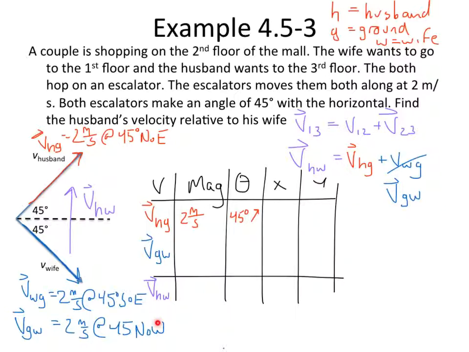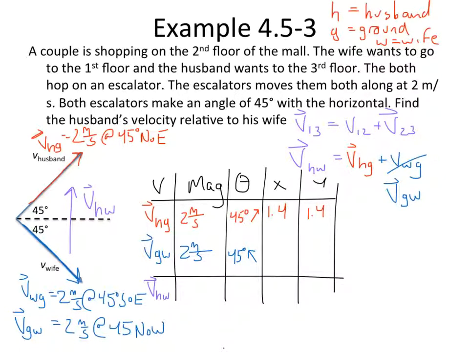So it is also 2 meters per second, 45 degrees, but it's that way. The ground is moving up towards the wife. All right, let's get our x and y components. Remember, x is a magnitude times the cosine of theta, and y is magnitude times the sine of theta. So let's get our x. So the magnitude is 2 times the cosine of 45 degrees. That's 1.4. All right, and 2 sine of theta is going to be, lo and behold, the same thing, 1.4.